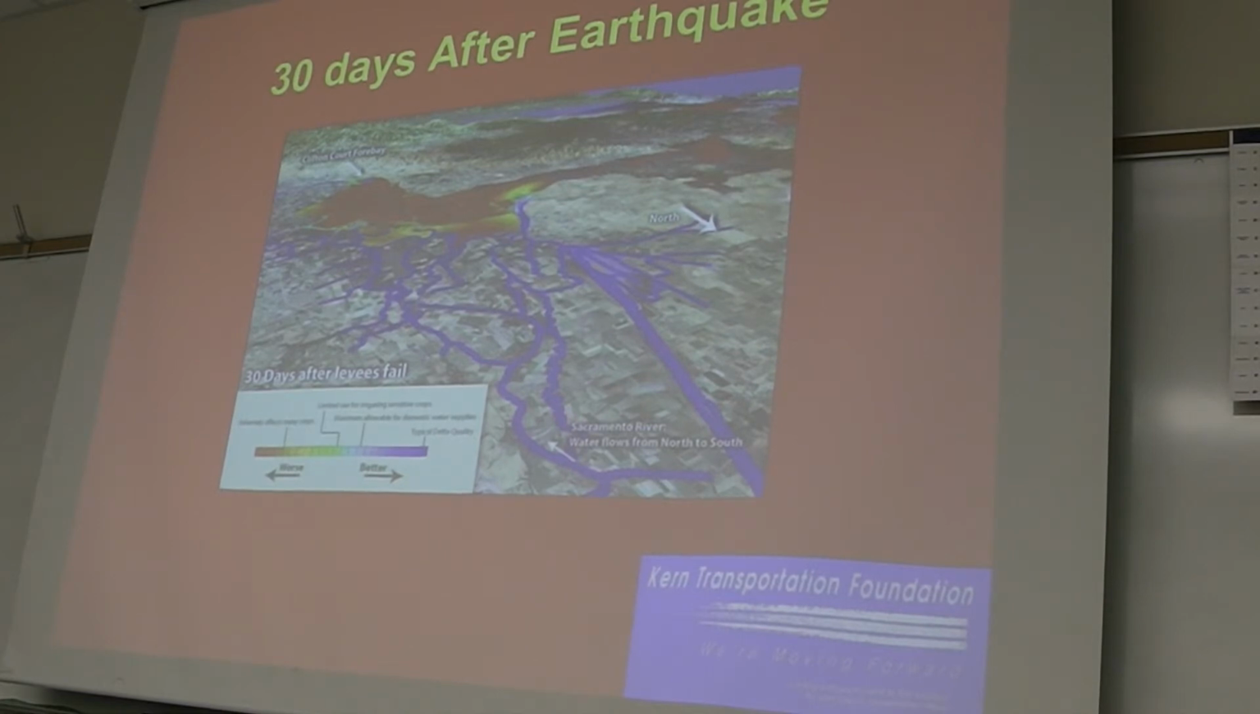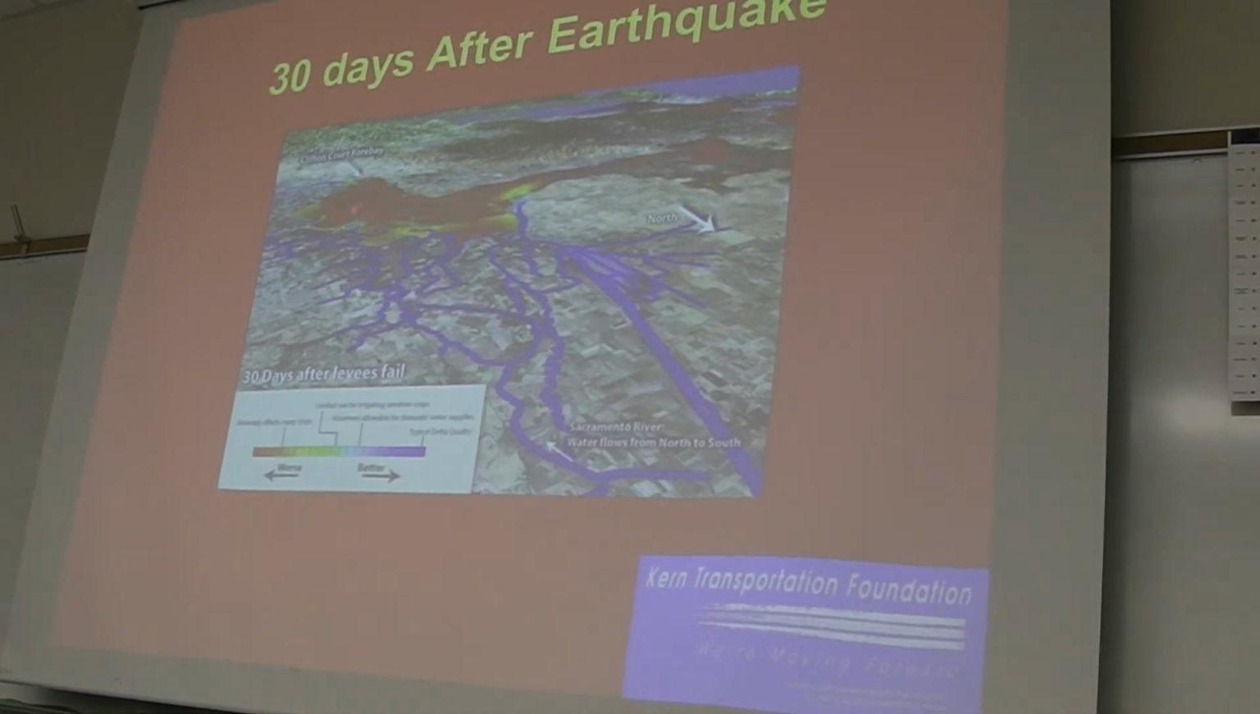There's many other issues with the peripheral canal, as far as are we stealing Northern California's water and all those kinds of things. But anyway, this is a serious problem that if we don't take care of it, there's a 75% chance it's going to happen in the next 30 years. That means every day we're rolling the dice. Maybe not today, roll the dice. Maybe not today, roll the dice. Oops, it's tomorrow. So it's just a matter of time. It's not if it's going to happen, it's when it's going to happen.